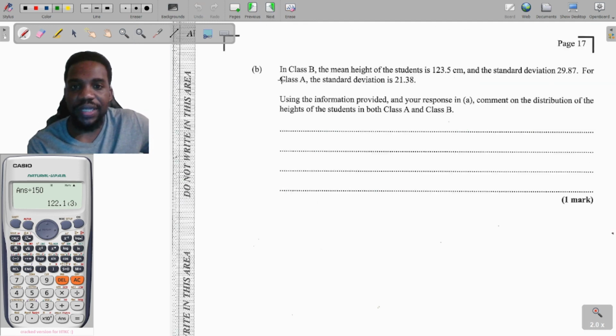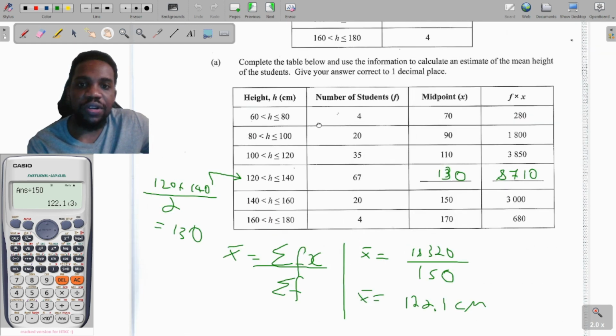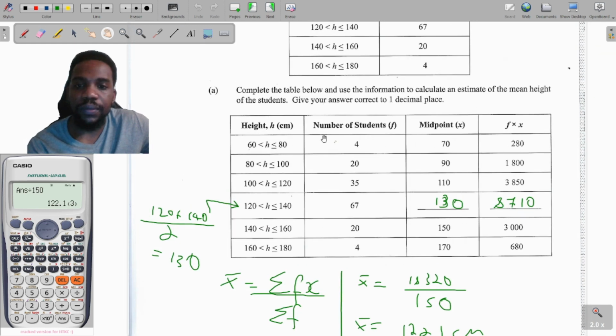On my next page, it says in class B, the mean height of the students is 123.5 centimeters and the standard deviation is 29.87. For class A, the standard deviation is 21.38. So let's go back. Alright, we found the mean to be 122.1. And of course, for me to understand this data, I need to go back up and look at what the data represents again. Alright? Always bear that in mind.